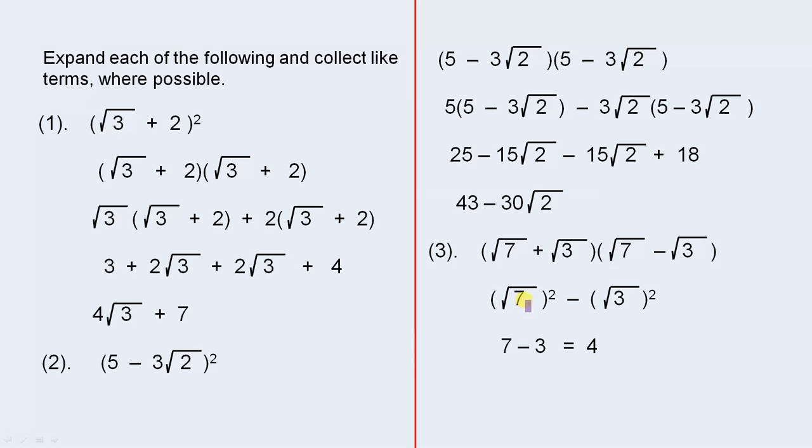So the square root of 7 all squared is 7. The square root of 3 all squared is 3. 7 minus 3 is 4. So that's the answer. So this video has given us 3 examples involving special removal of grouping symbols, so they're special products. We've seen 3 examples and we've actually seen how to use them.